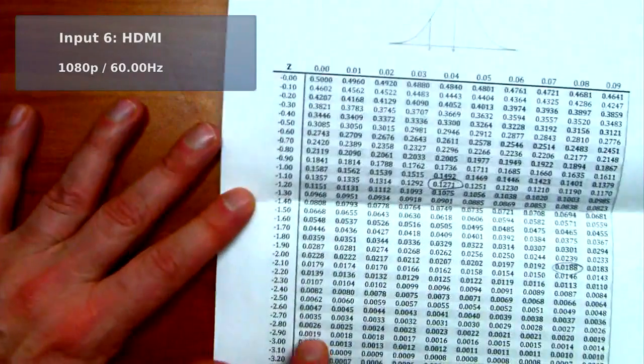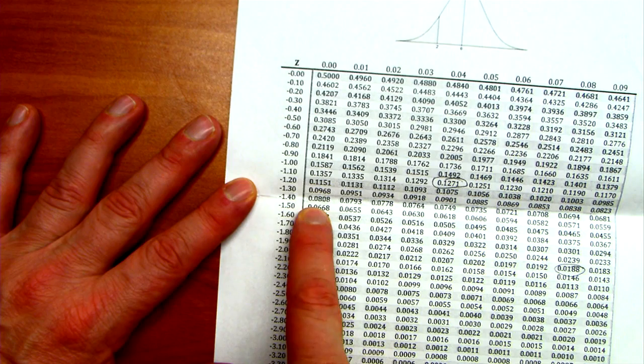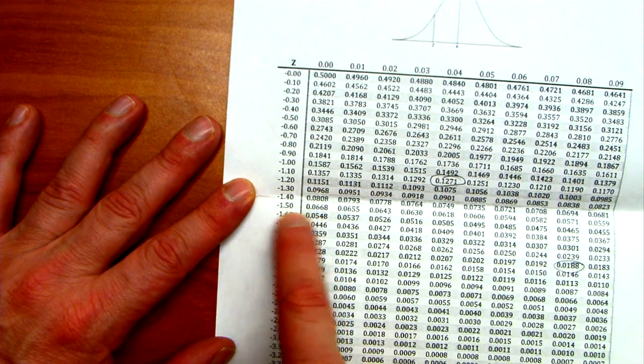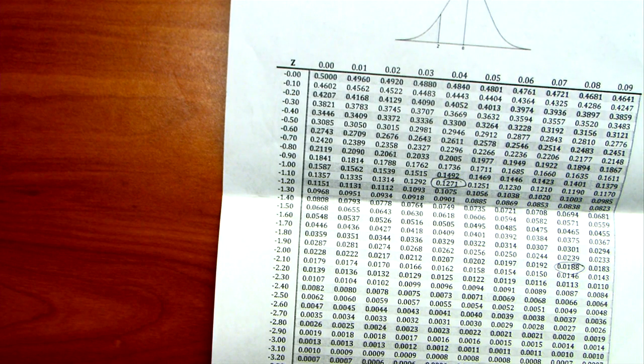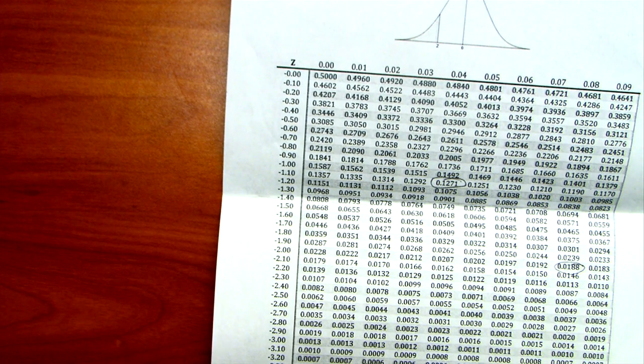So this is negative 1.5. It's less than, so I don't have to do anything to it. I just look up the value. It gives me 6.68%. You guys see that? And so that's a less than. All you have to do is look it up, right? No big deal.